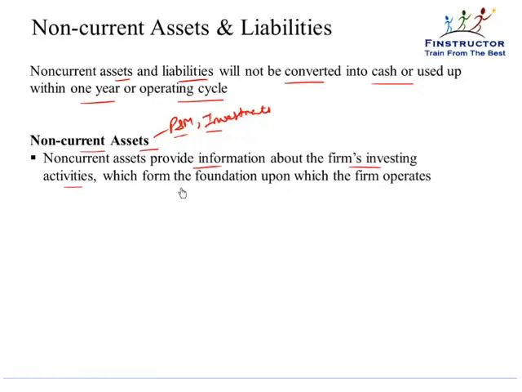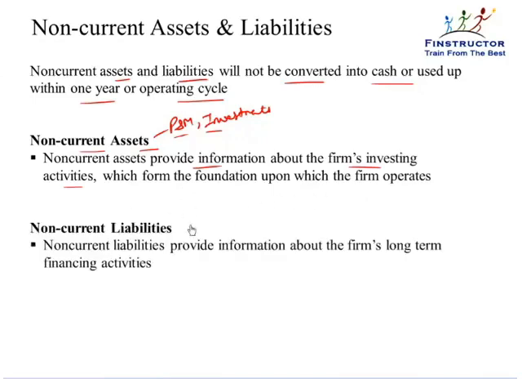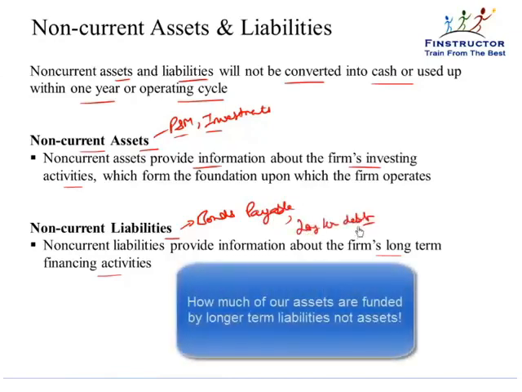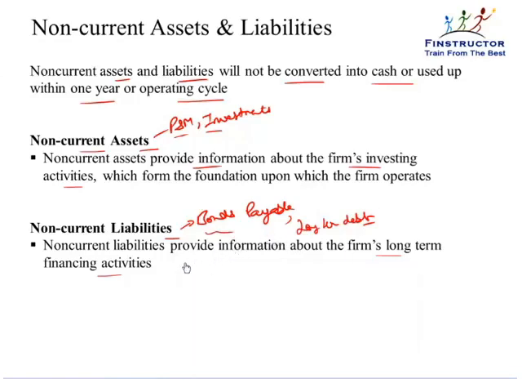So fixed assets or non-current assets result in operations in the future. Similarly, non-current liabilities normally give us information about the financing activities. So non-current liabilities like bonds payable or long-term debt tell us how much of our assets have been funded by longer-term sources and how much of the funding is through shorter or current liabilities.